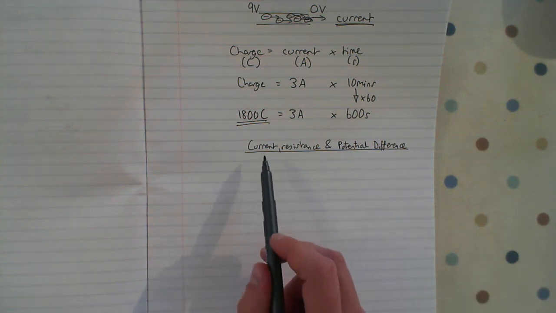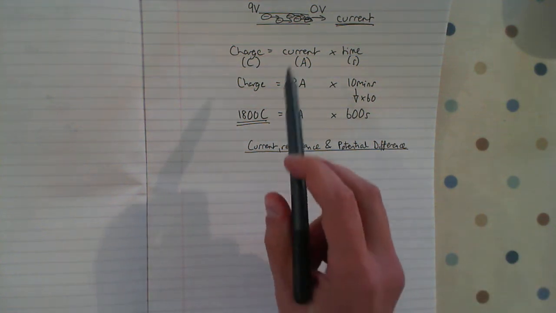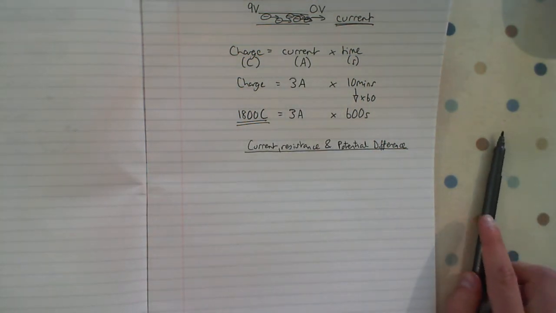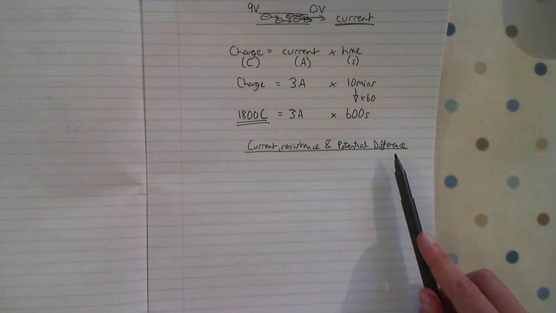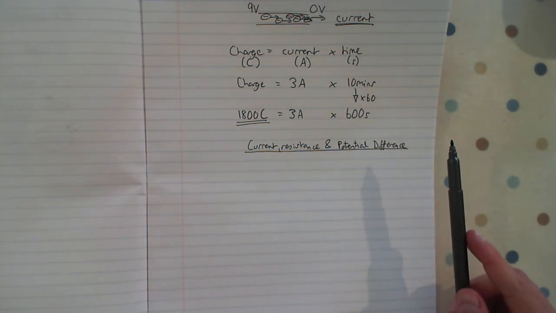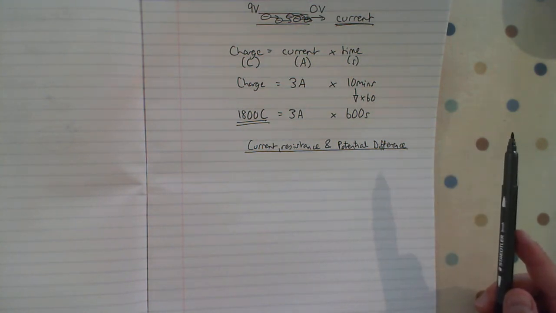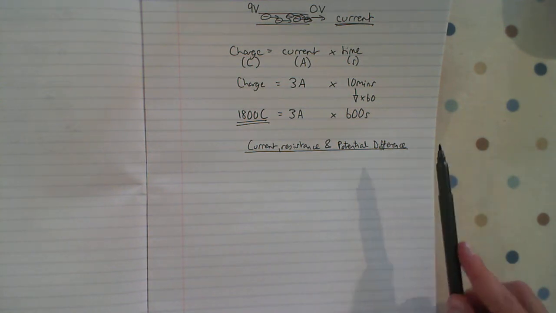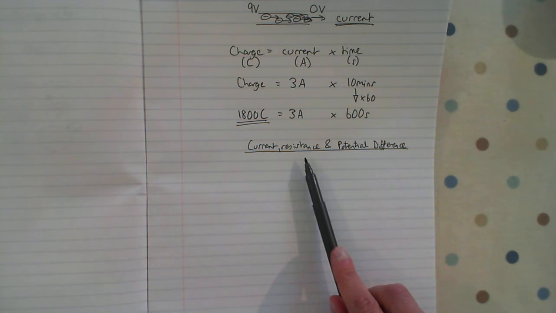So in the previous video we learned that current is the flow of charge. In physics it's usually electrons. Potential difference is what causes the current to flow. You may know this term by voltage, which is absolutely fine. And resistance is how hard it is for the current to flow.